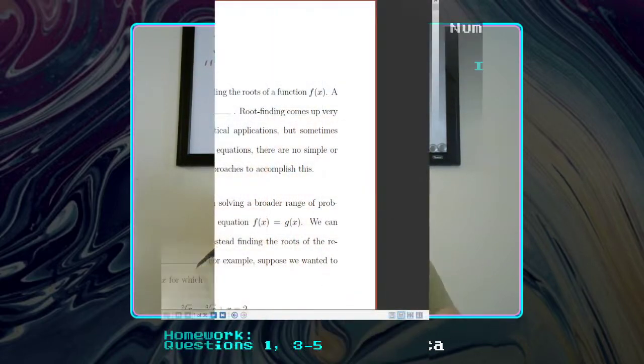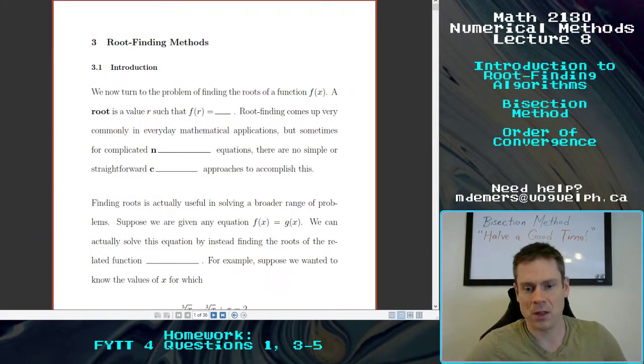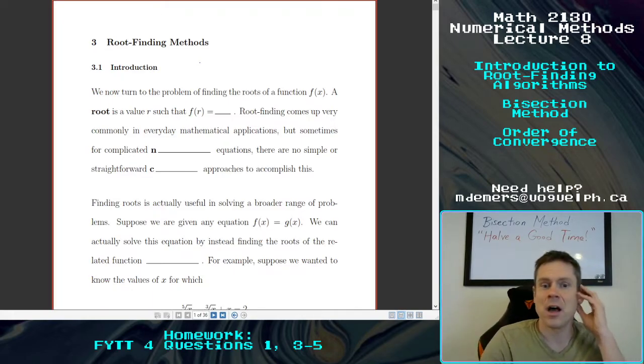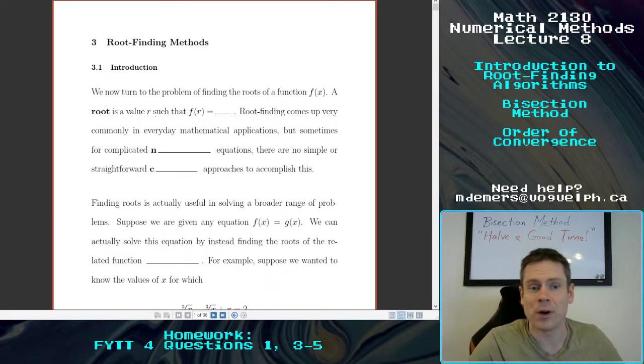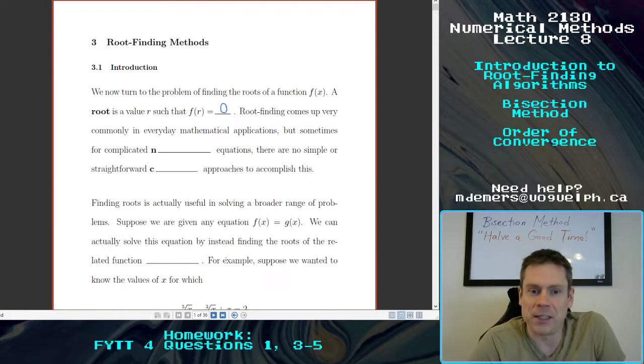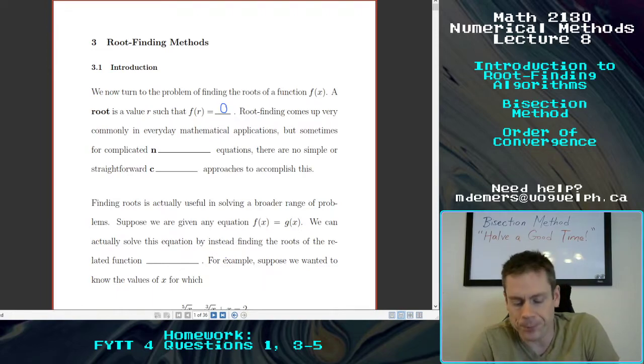So I guess we're going to get started and talk about the basic problem for now, and that is to cover what do we mean by root finding methods. The language is nothing different than what you might already know from high school or first year calculus or functions. We're going to be finding roots of a function f of x, and a root is nothing more than a specific value such that when you put it into the function, you get out 0. So root finding comes up really commonly in everyday math applications.